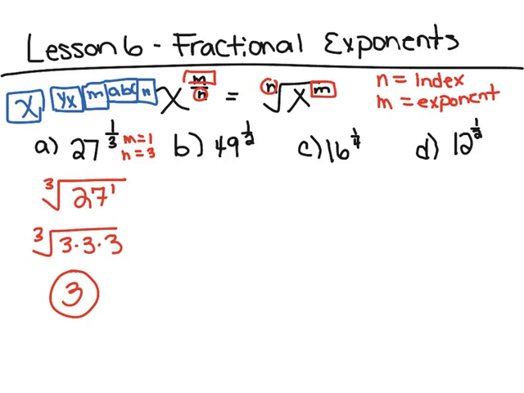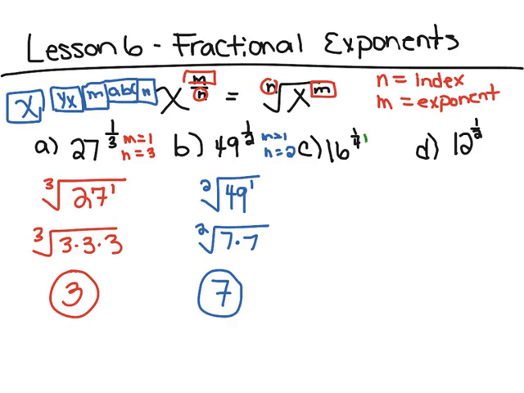For example B, m is equal to 1, n is equal to 2. So we have the square root of 49 to the power of 1. 49 to the power of 1 is the same, so 49. And 49 can be split into 7 times 7. So the square root of 49 is 7.